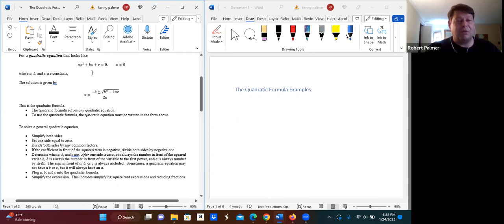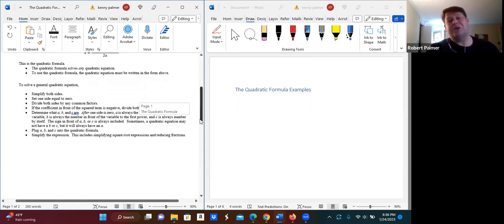Then once you've done all that, once it's in this form, determine what a, b, and c are. Once again, a is the coefficient of the squared term, b is the coefficient in front of the x term, the single variable term, and c is a number by itself. Also include the signs in front of them, whether positive or negative. Also, as this says, b and c are optional. They can be 0, but a can't be 0. Then plug the ones that you have into the quadratic formula, and simplify. This also includes simplifying roots, things like that.